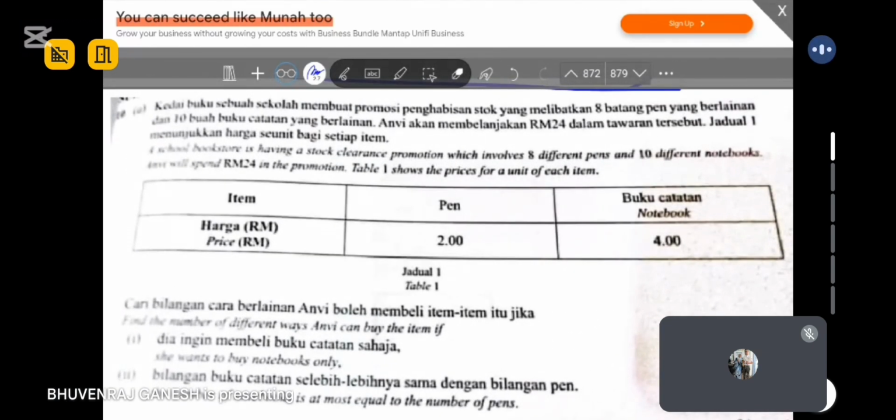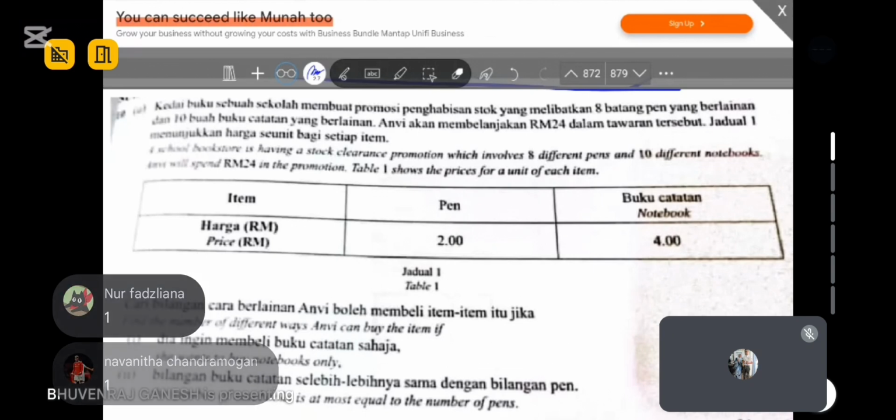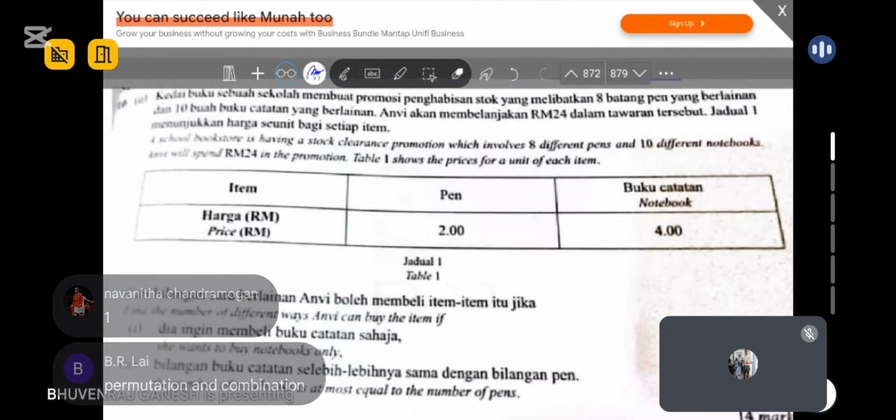1 or 2 guys, come on. Focus, focus. Don't see any other people. Focus. Okay, next one. Number 10. Okay, so what chapter is this, guys?